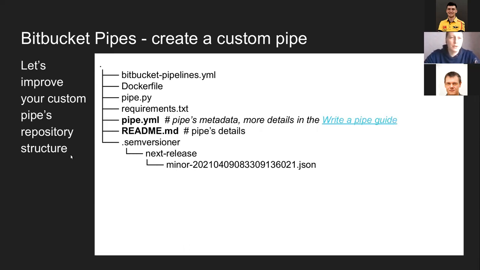Also, let's improve your custom pipe's repository structure and add pipe metadata. More details are provided by the guide, so you could click on the link and dive deep into metadata, but generally this is just a YAML file with the pipe name, version name, and some information related to the pipe. And a README, as a best practice, better to have a README than not to have. In the README, you could provide some details about how to run your pipe, what the default variables are, etc.